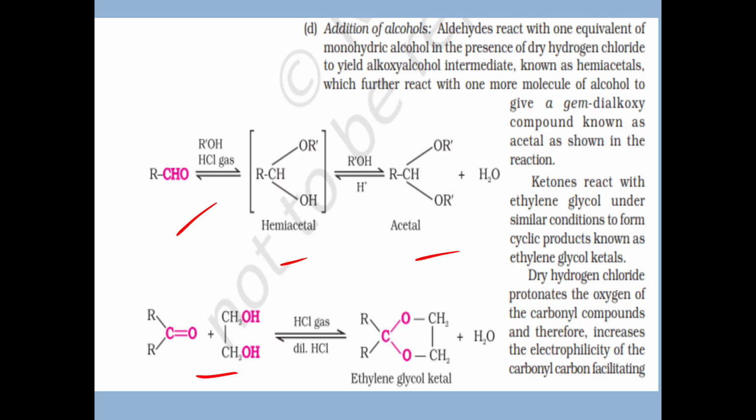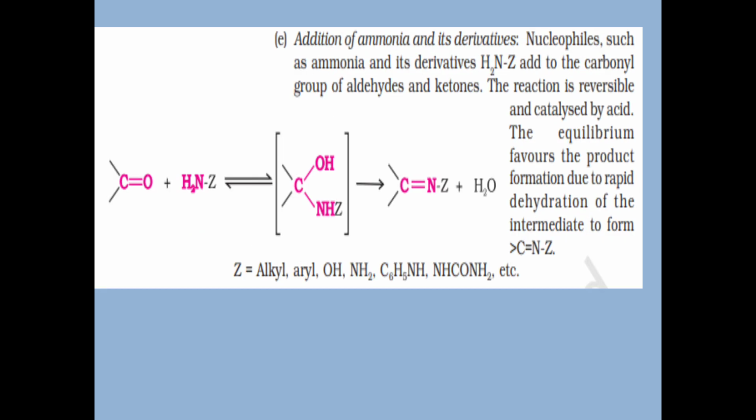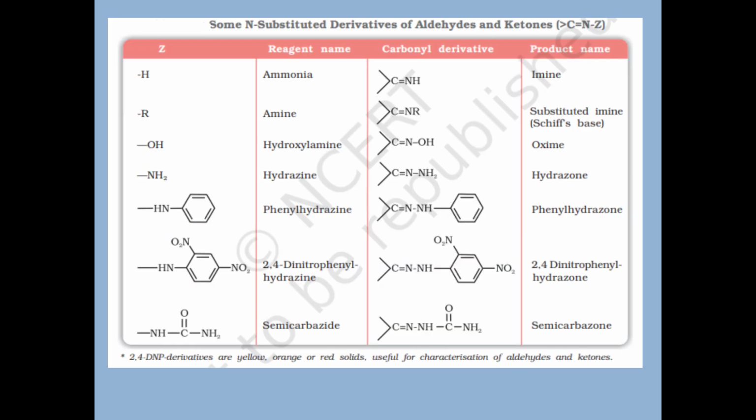Here, a cyclic ketal can form with this ketonic compound. An NH2-Z type reaction can occur in a ketonic compound by release of one molecule of water during the course of the reaction. Z is alkyl, aryl, OH, NH2, C6H5NH, NHCONH2, etc. This is the list of the Z reagents.